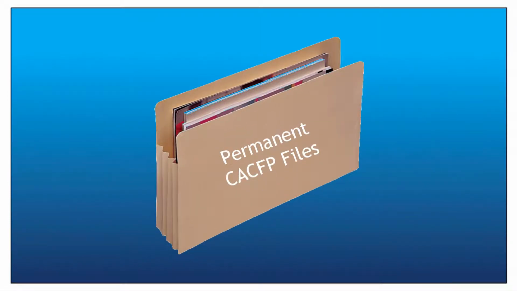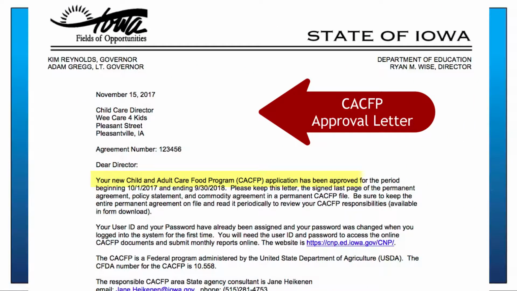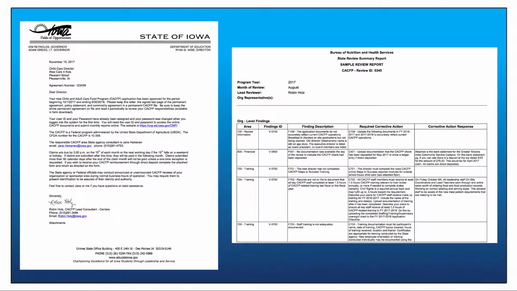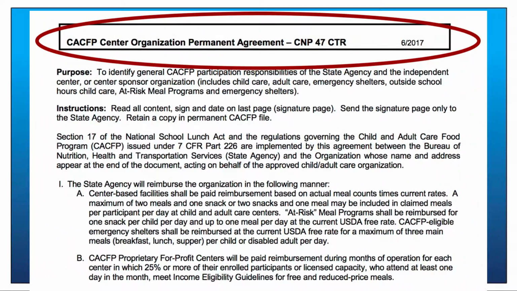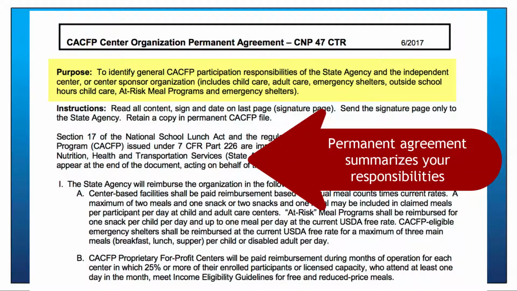Next, we will discuss the documents that must be kept in permanent CACFP files. These include your original CACFP approval letter and state agency review reports. These documents are generally emailed from the state agency. A copy of the permanent agreement must also be kept. This document is in the original application packet and can also be obtained in download forms. It summarizes the organization and state agency's responsibilities for the CACFP operation.